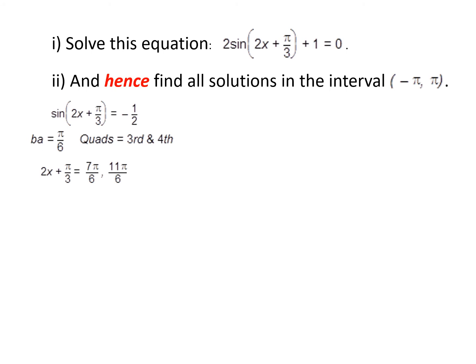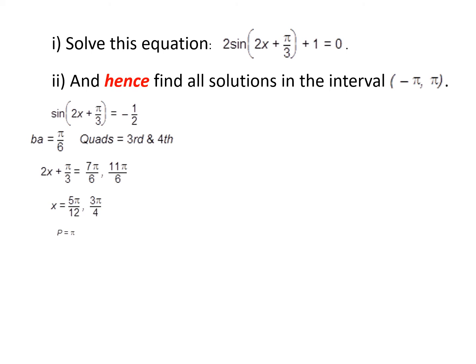We then subtract pi on 3 from both sides and divide through by 2, and we arrive at two particular solutions. Through the method discussed, we identify the period of this function. 2 pi divided by 2 is equal to pi. The period is equal to pi.